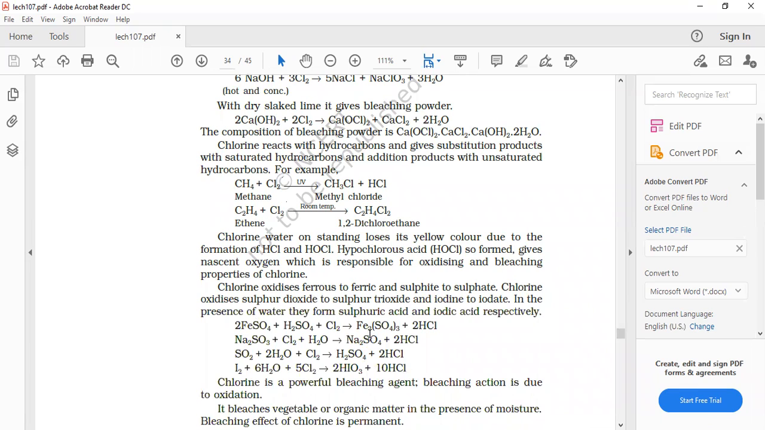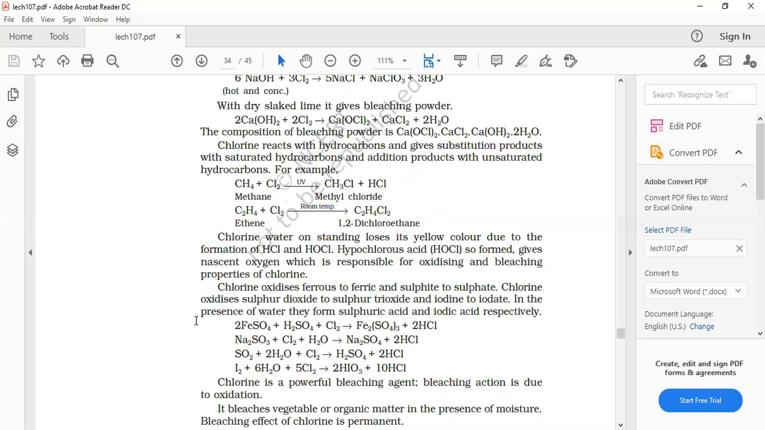Now chlorine water on standing loses its yellow color due to the formation of HCl and hypochlorous acid, that is HOCl. This hypochlorous acid is responsible for the oxidizing and bleaching property of chlorine. Chlorine oxidizes iron sulfate, Fe2+ to Fe3+.